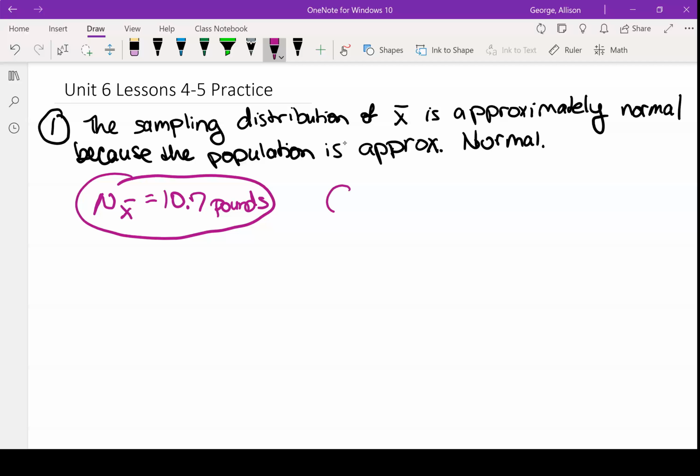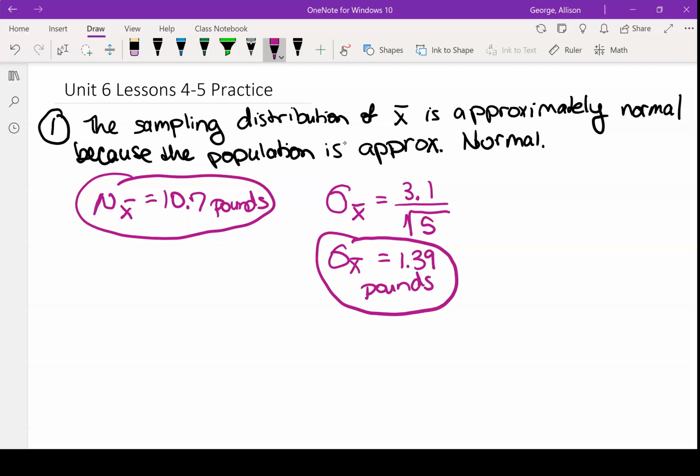All right, now standard deviation. So your formula for standard deviation is the standard deviation of the population divided by the square root of your sample size. So our standard deviation was 3.1. Our sample size was 5. So that's the fraction that we're going to have to calculate. So when we work that out, you end up getting 1.39 pounds for our weight.